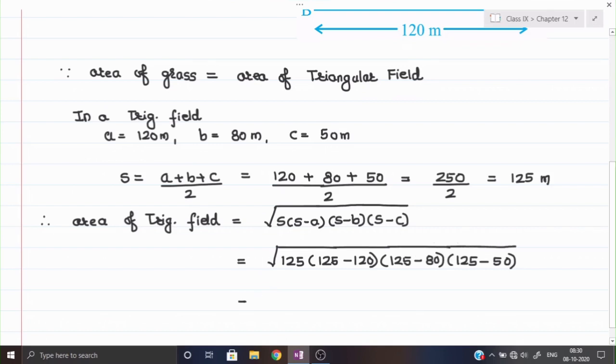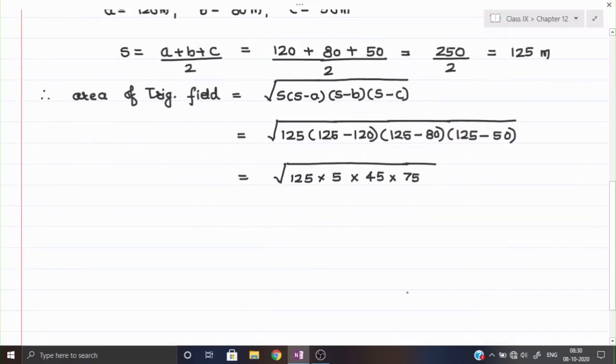Now further we will go. So 125 right now I am keeping as it is. We shall subtract the remaining values first. So 125 into the bracket, this will remain 5, then 125 minus 80, that will remain 45, and 125 minus 50, so that will remain here 75. Now let us make pairs. We shall make a pair of 125; I will divide it into 25 into 5.